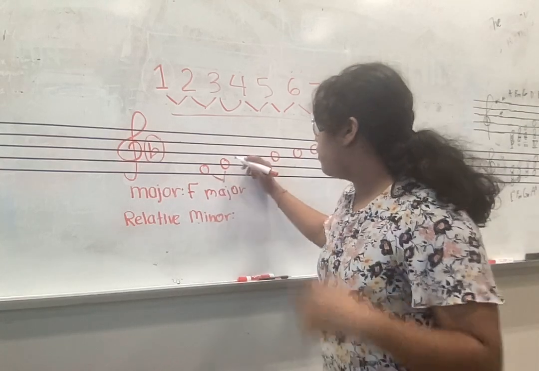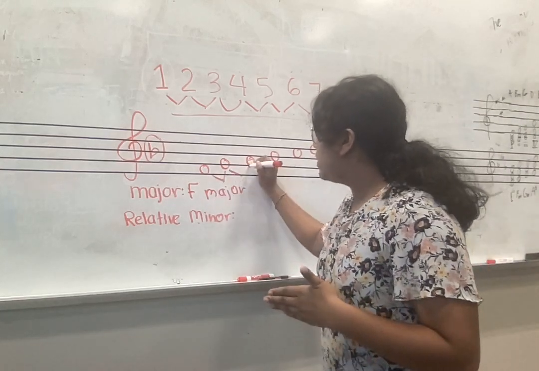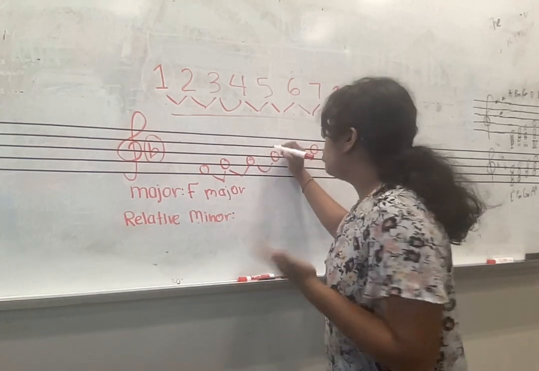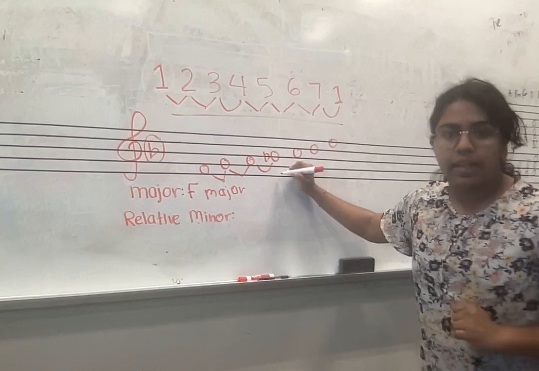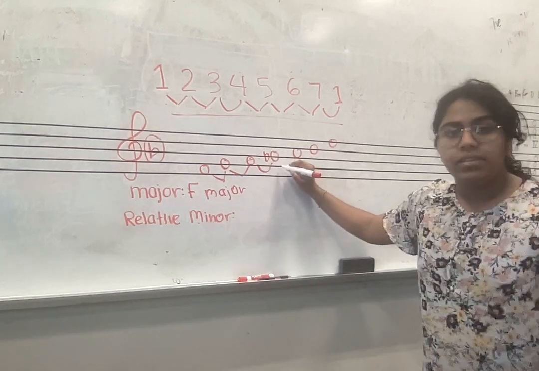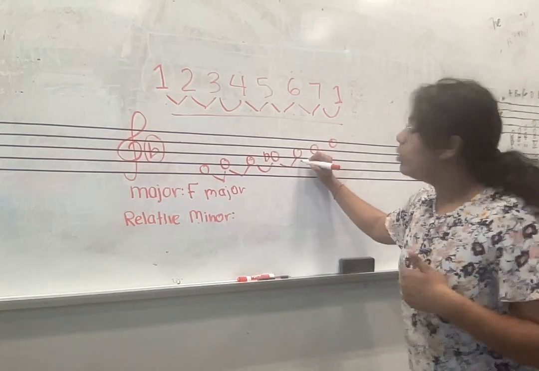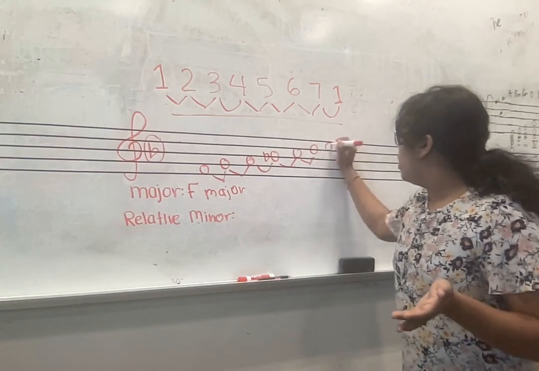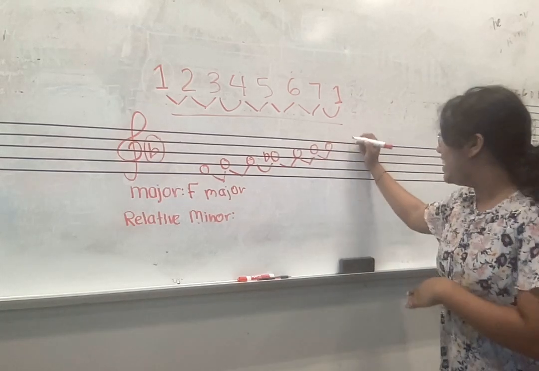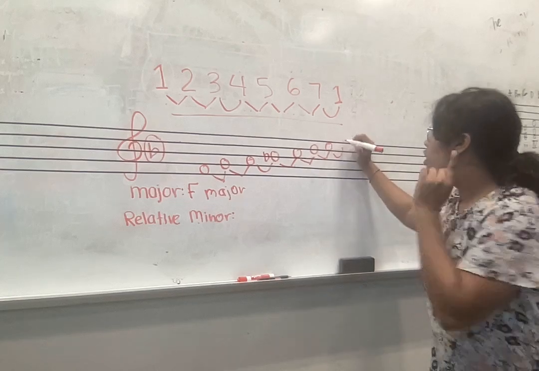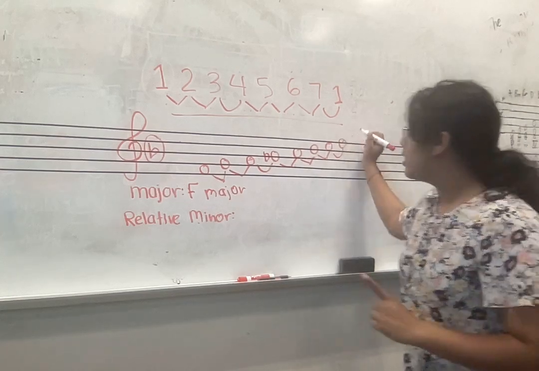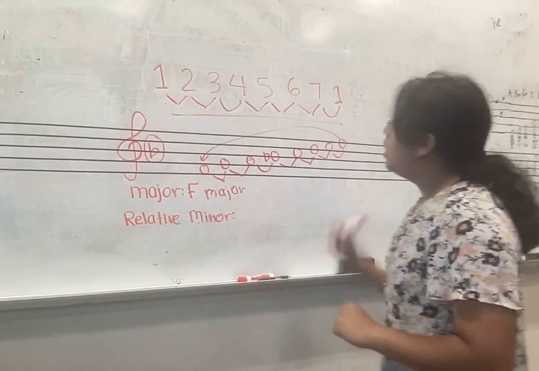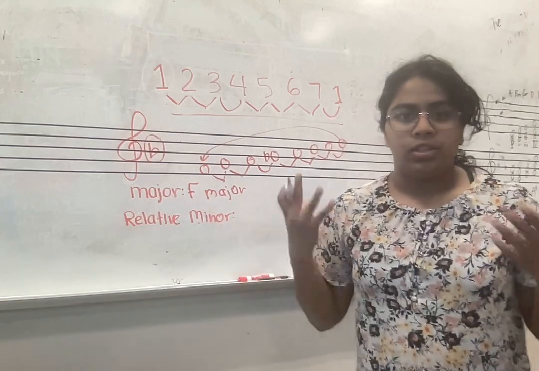First, we have a whole step from F to G, a whole step from G to A, a half step from A to B, making this a B flat. Then a whole step from B flat to C, a whole step from C to D, a whole step from D to E, and then lastly a half step from E to F, coming back to our first note. So, what makes a relative minor different?